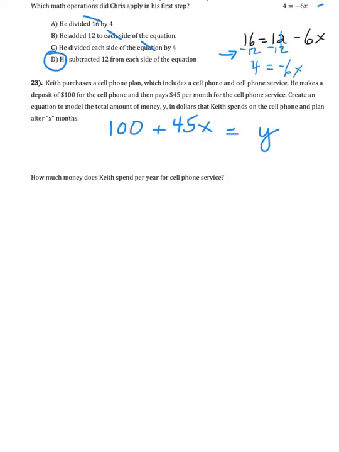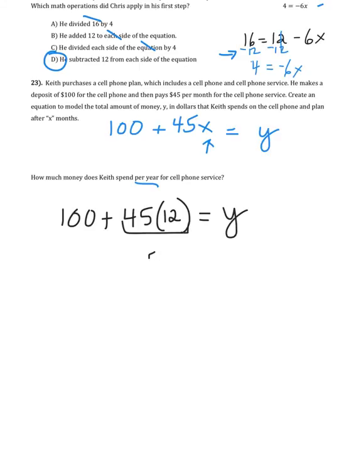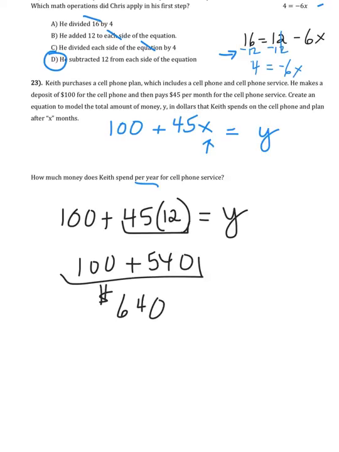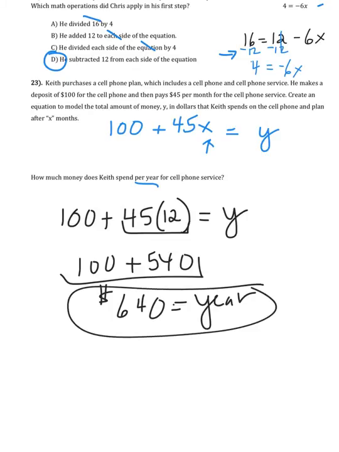So how much money does he spend per year? Okay, so a year, but this is going to be months. So I'm going to use this equation, 100 plus 45, but I know that there are 12 months in a year. So that will give me the total price. 45 times 12 is 540. And if I add this together, $640 for the year. And that would be the answer there.